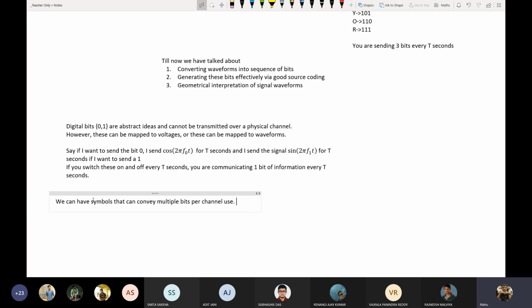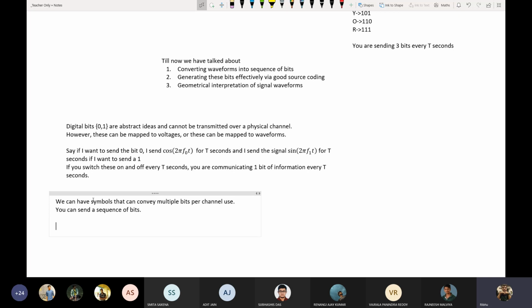So basically the channel is the communication medium. Every time you use the laser or push on the laser, that is one channel use. So you can send multiple bits per channel use, and you can send a sequence of bits. So this is information transmission.